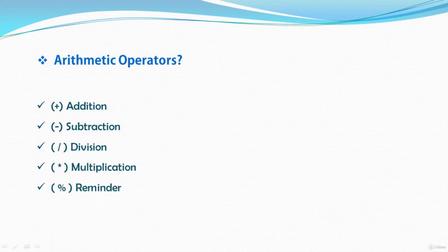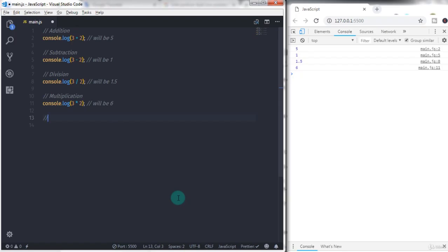Next, remainder. Remainder returns the remainder after division. For example, 10 remainder 3 is equal to 1. 10 remainder 3, the result would be 1. So 3 goes into 10 three times with 1 left over. This operator evaluates left to right.